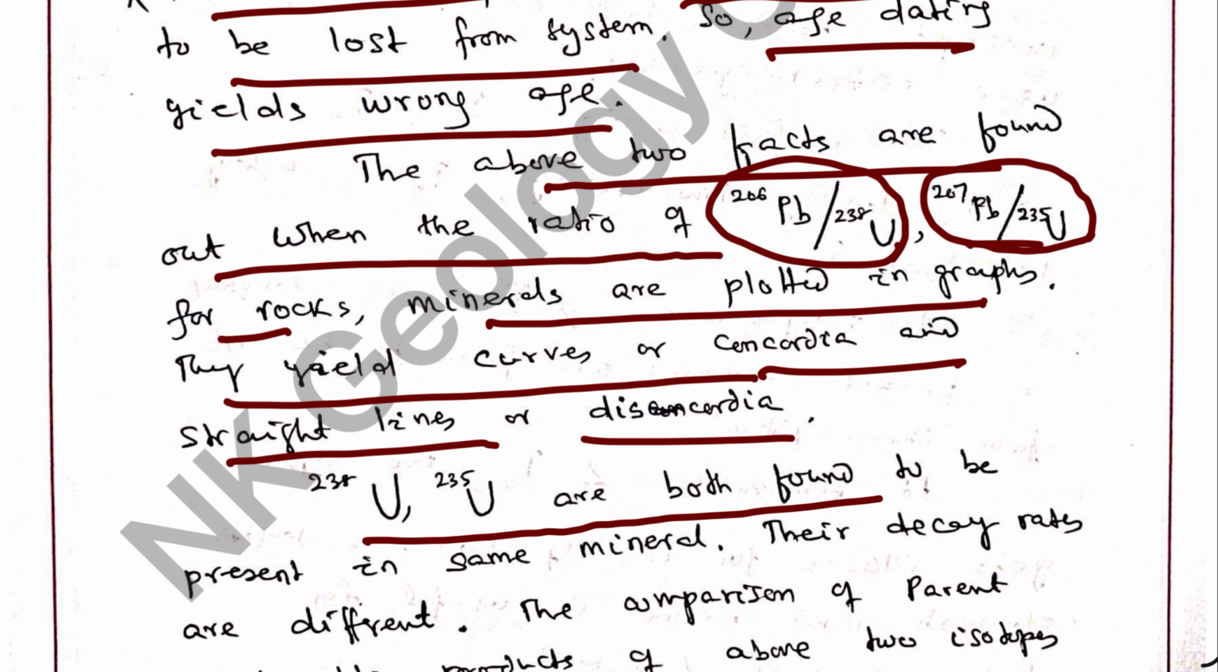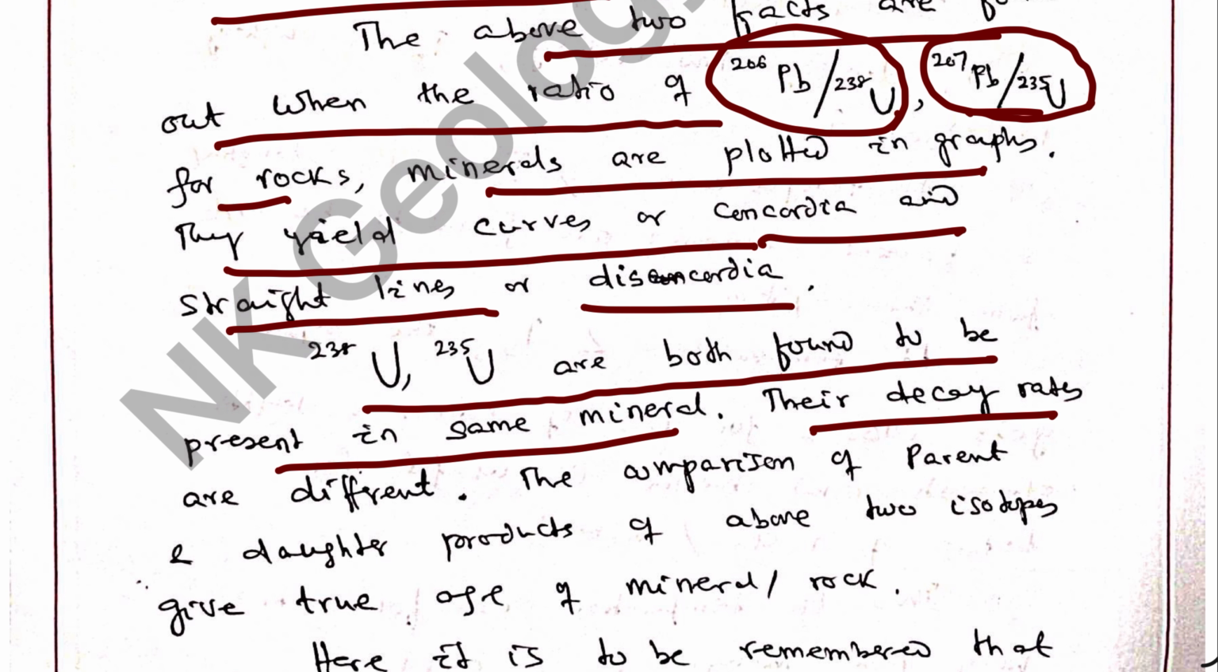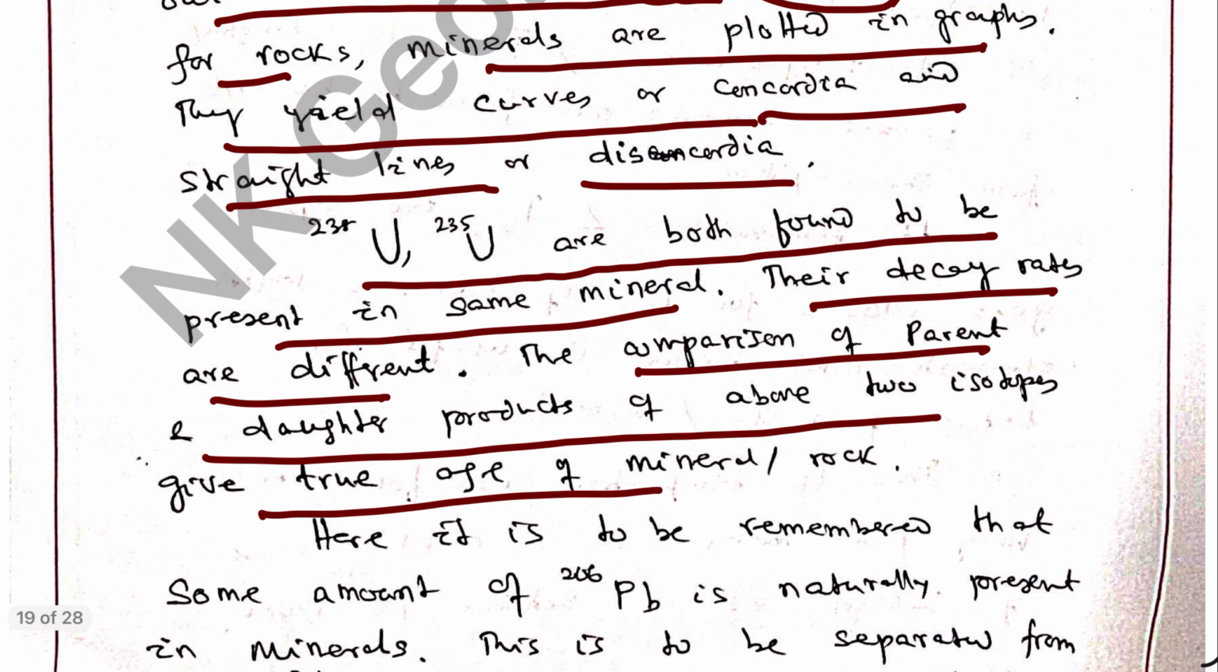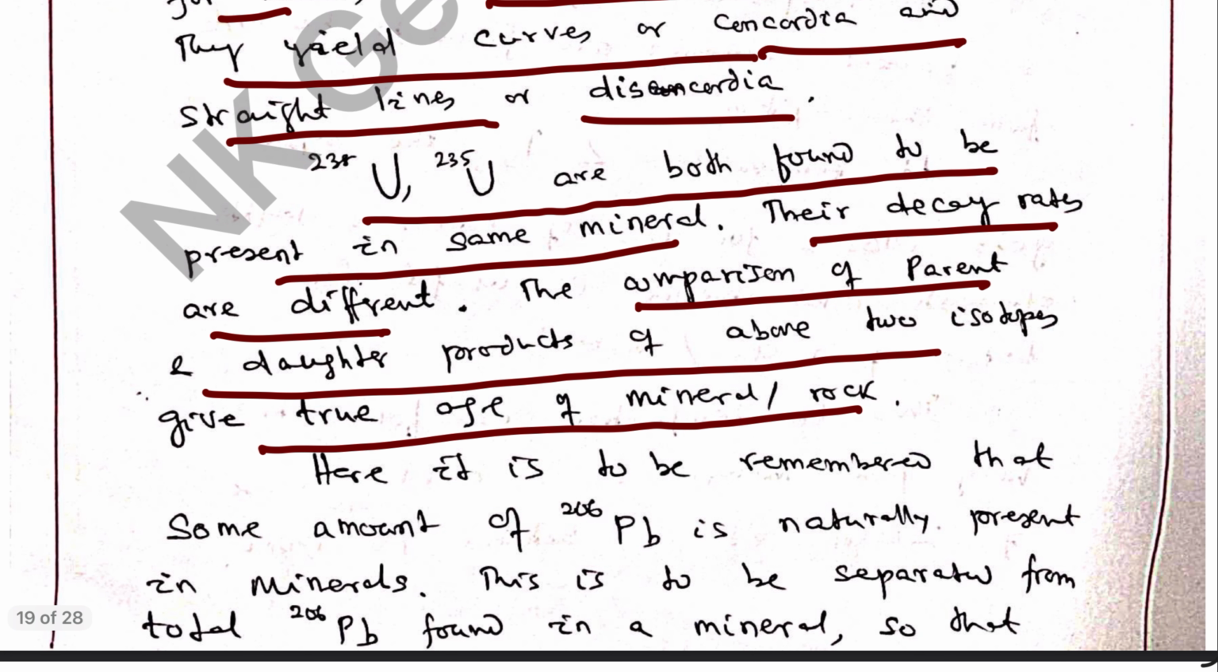Uranium-238 and uranium-235 are both found to be present in the same mineral. Their decay rates are different. The comparison of parent and daughter products of the above two isotopes gives the true age of the mineral or rock, because each has its own decay series. Uranium-235 and uranium-238 both have their own decay series. They pass through the same age. When their ratios are compared, the age is found to be correctly determined.